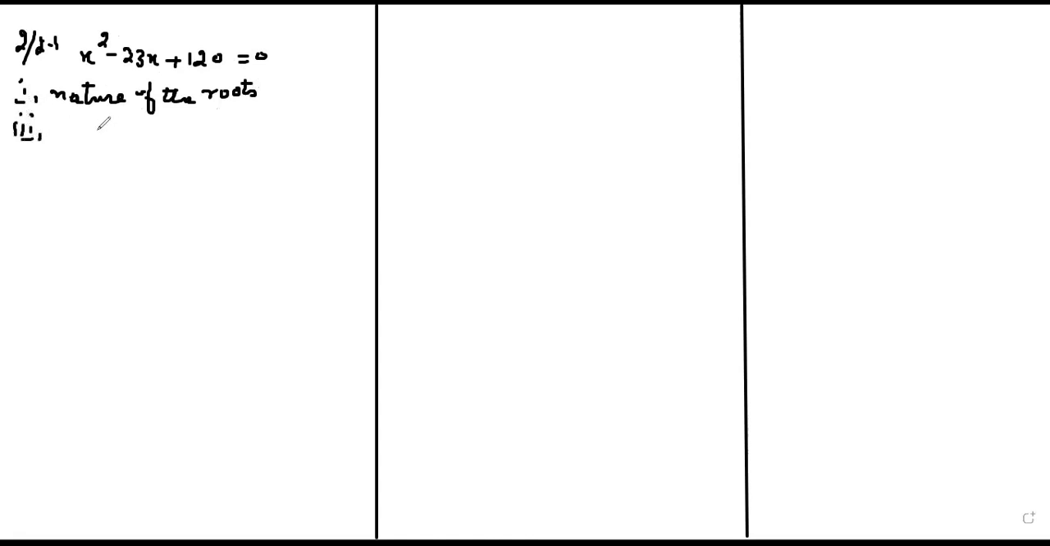All right, so question number 2, part 1 of exercise 2.1. I'm doing it now. So we have to find the nature of the roots, right? So the equation is x squared minus 23x plus 120 equals to 0, and we have to find number 1, nature of the roots and number 2, verify by solving.